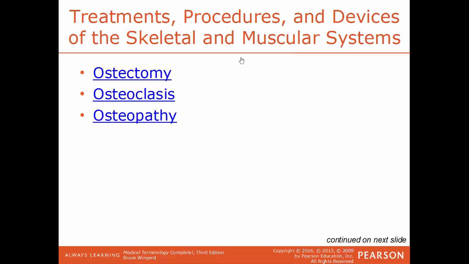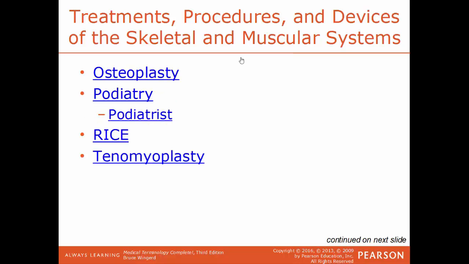The next term, osteoclasis, is the surgical destruction of a bone. Sometimes bones have to be broken in order for them to heal correctly. And the last term on here, osteopathy. This is a field of medicine that deals with diseases of the bone. Next term, osteoplasty, surgical repair of bone.